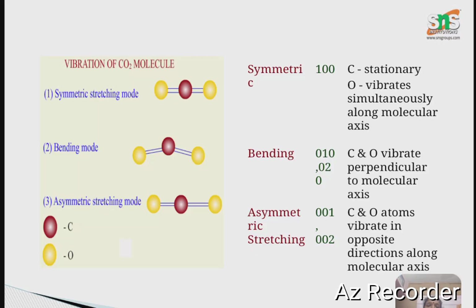Here we have three vibrational modes. One is the symmetrical stretching mode, bending mode, and asymmetric stretching mode. In symmetric stretching, the carbon atom is stationary, and the two oxygen atoms vibrate approaching and departing each other. In bending, carbon atom and oxygen atoms vibrate perpendicular to the molecular axis. In asymmetrical mode, the carbon and oxygen atoms vibrate in opposite directions along the molecular axis.